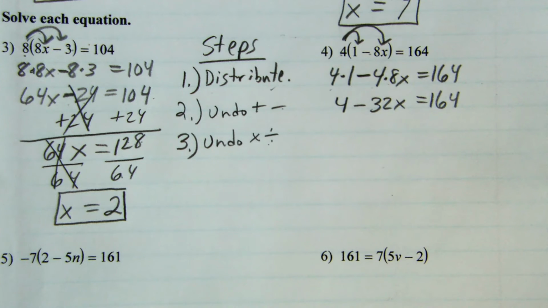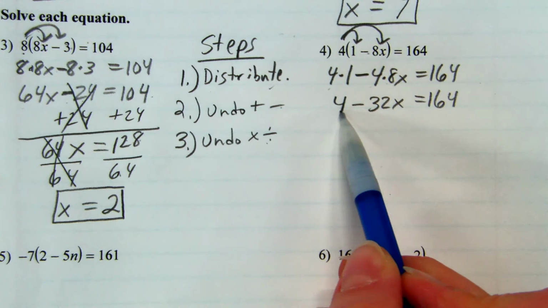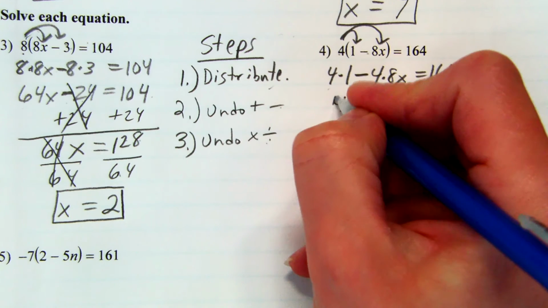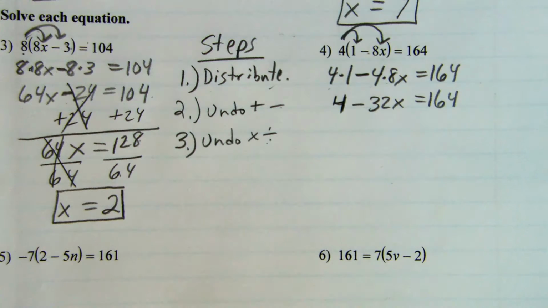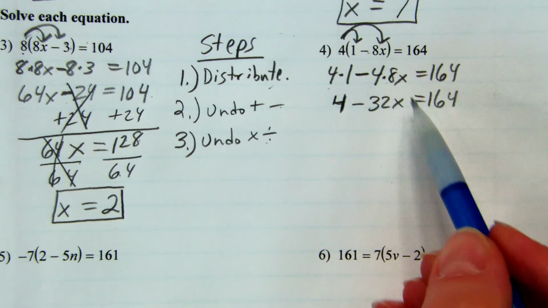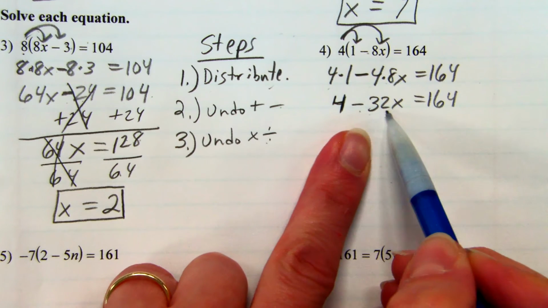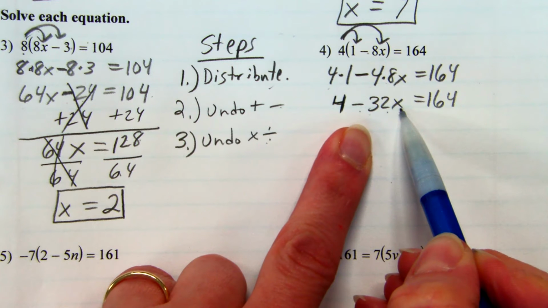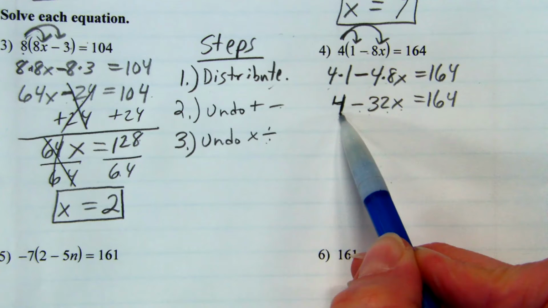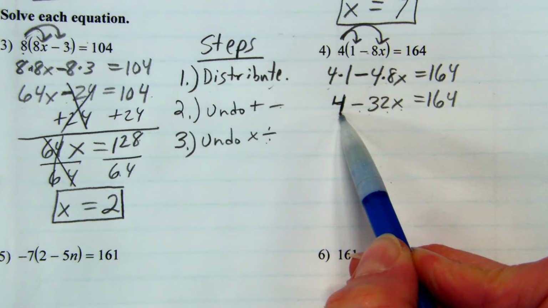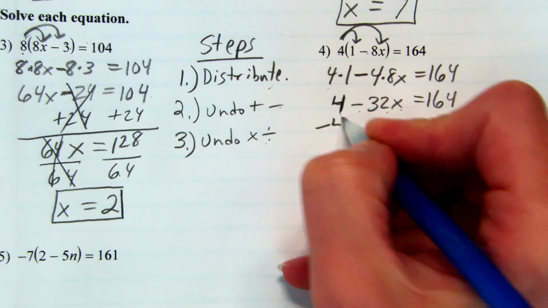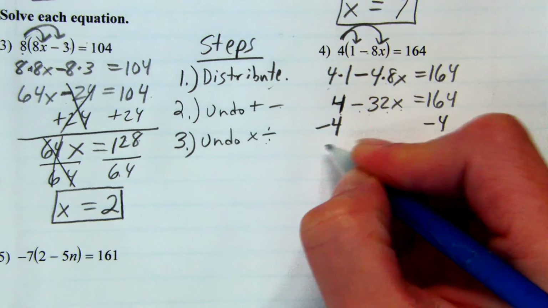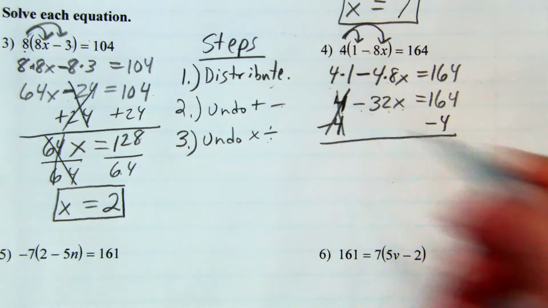Now this is a weird one because we're used to having the x first. So we're going to talk about that a little bit today. I want to get rid of the number that's not attached to the x. So I'm not going to worry about the minus 32 right now because that's stuck to the x. I want to get rid of the 4. It's a positive 4. So to get rid of a positive 4, right, what would we do? Minus 4. Good job. So I'm going to subtract 4 here and 4 over here.